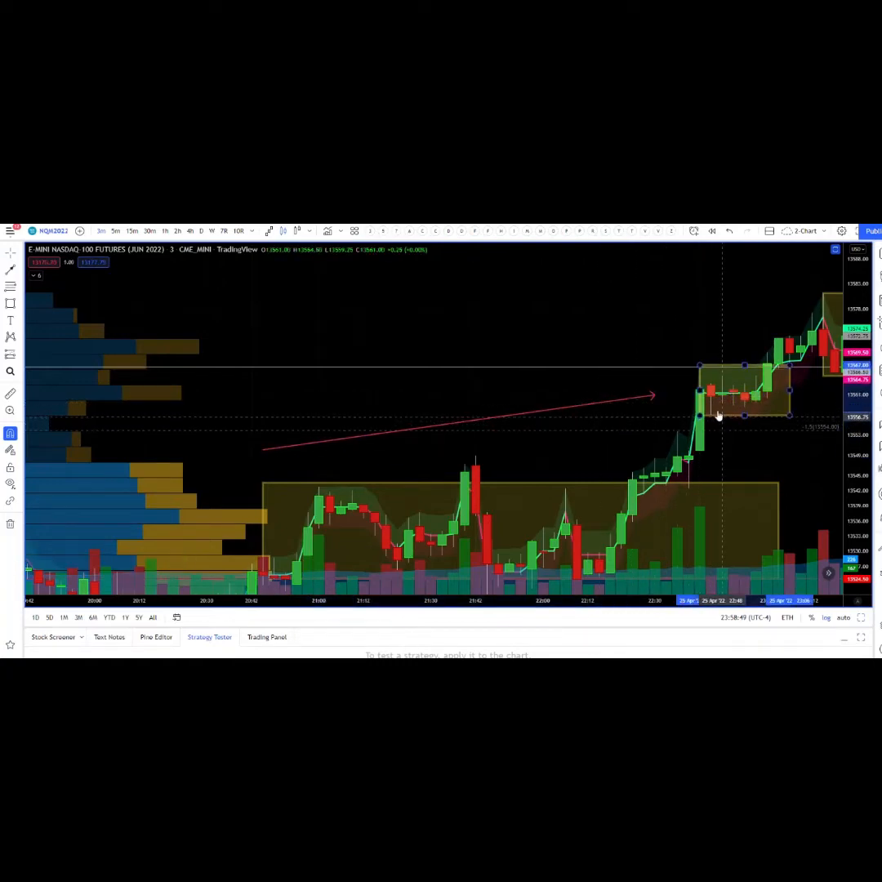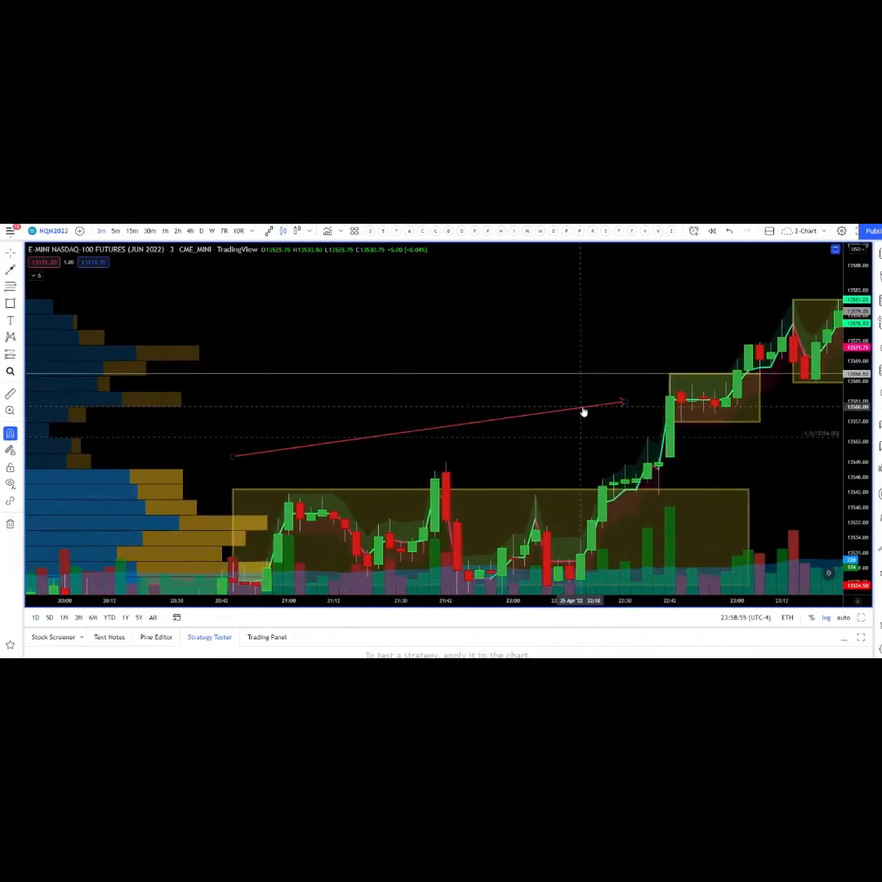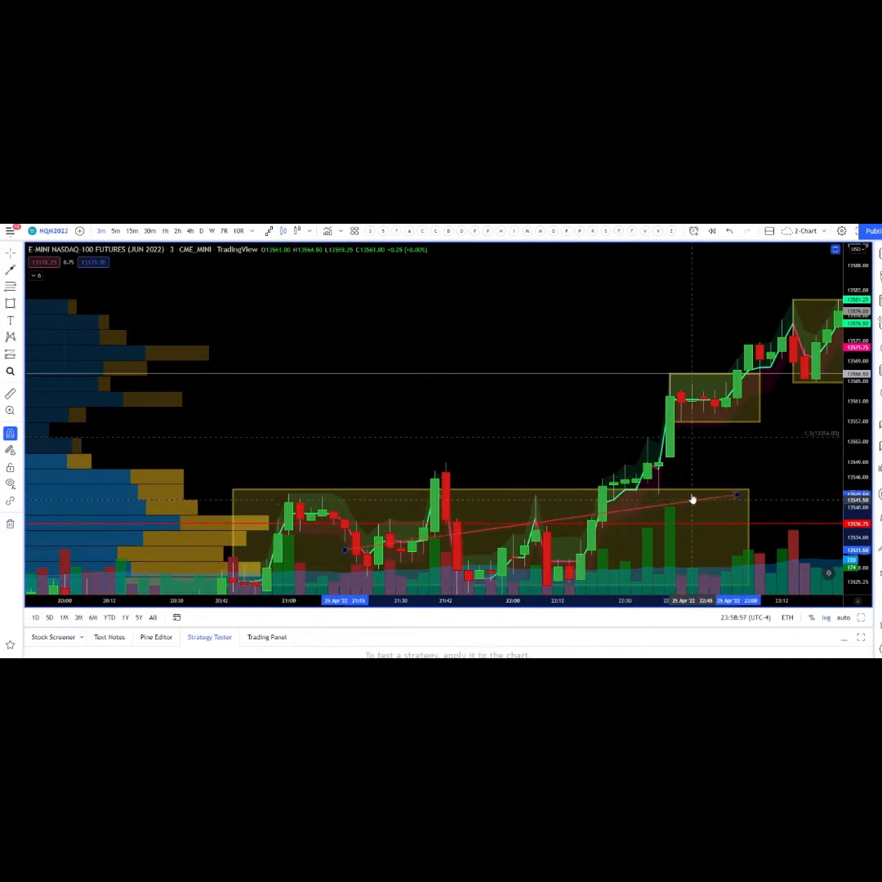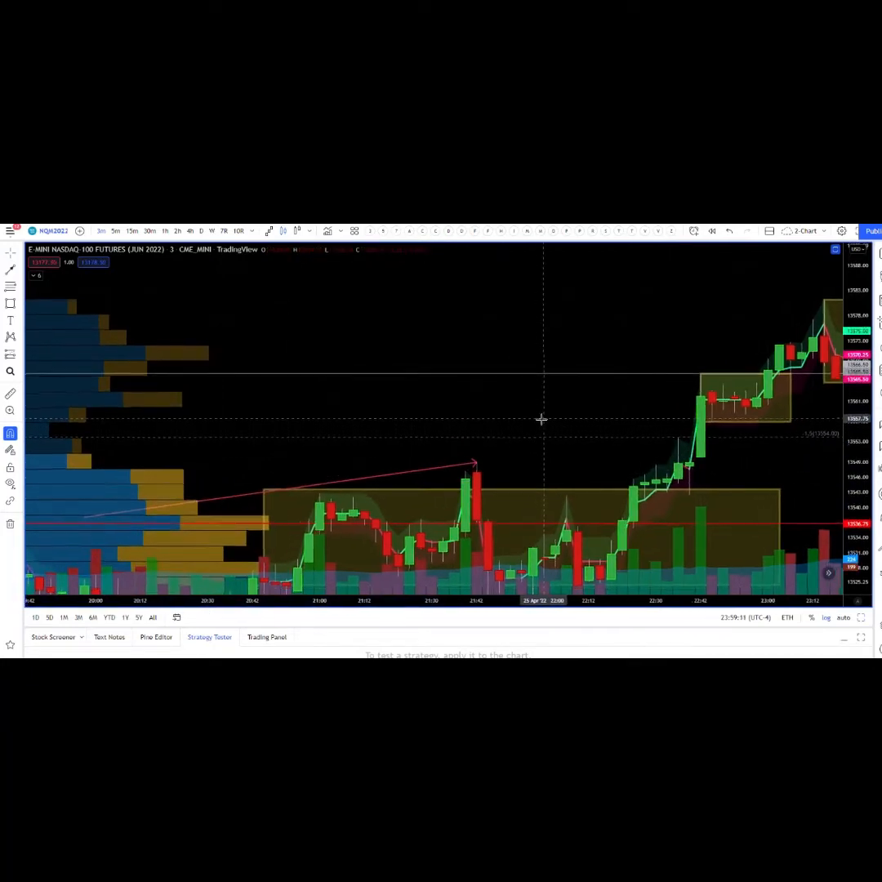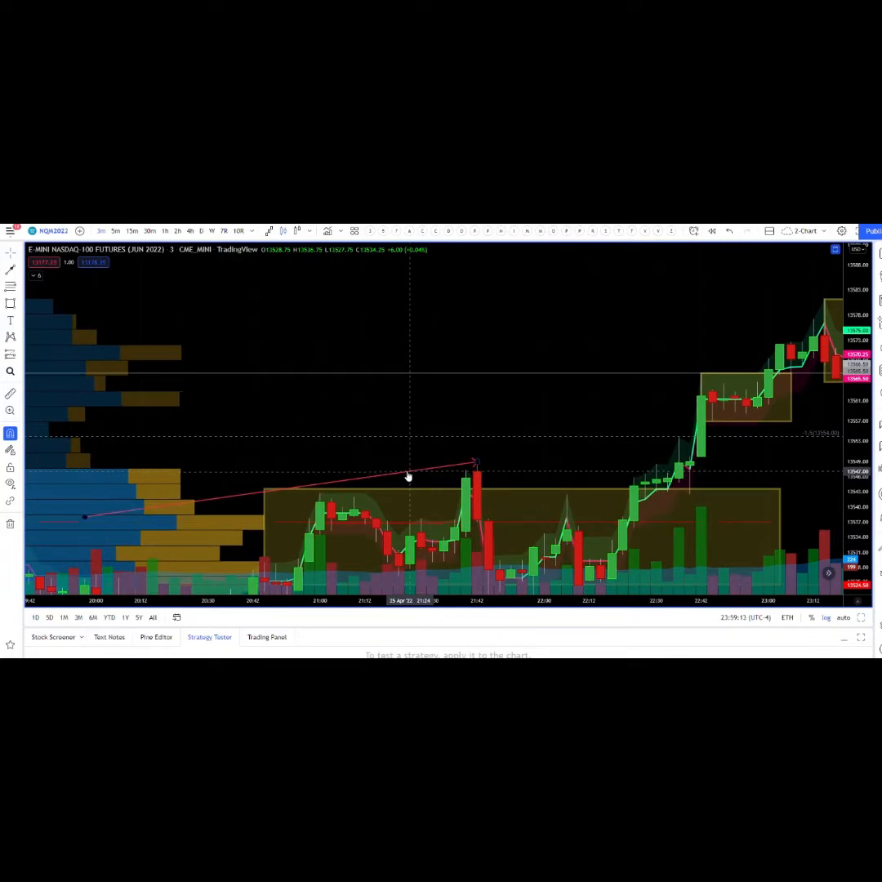So if I want to be real specific, I can do something like this and say that that's structure that might need to be retested. And then this high might need to be retested. This might need to be retested, right? There are areas that the market might want to come back to and test to make sure the buyers still control there. But we should be expecting buyers to show up when that occurs.